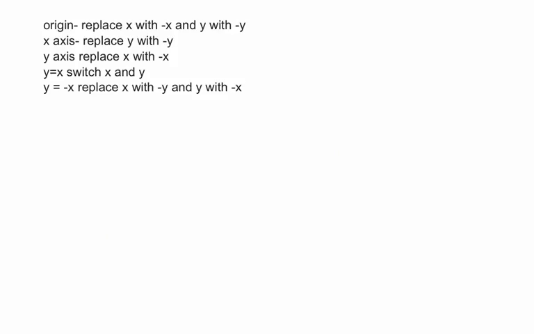So when you're given an equation, these are the 5 symmetries that we're going to talk about in section 3.1. Origin, x-axis, y-axis, y equals x, y equals negative x, and what we do to replace it.